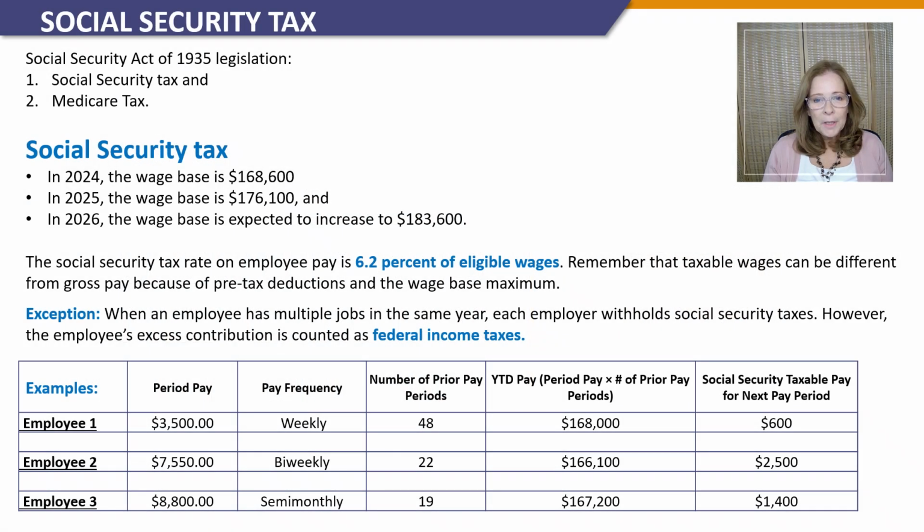The Social Security Act of 1935 mandated the withholding of Social Security tax and Medicare tax in addition to federal income tax. These taxes are collectively known as FICA, Federal Insurance Contribution Act taxes, and both the employer and the employee contribute in equal parts to this tax, with one exception.